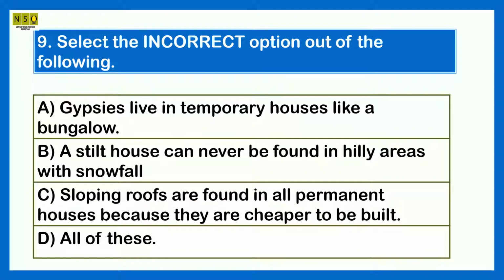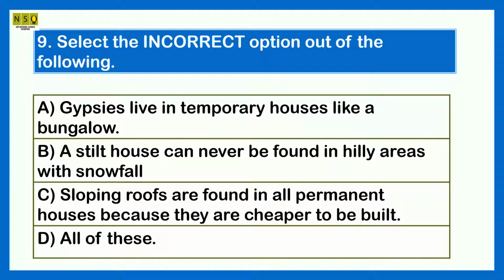Select the incorrect option out of the following. Option A, gypsies live in temporary houses like a bungalow. Option B, a stilt house can never be found in hilly areas with snowfall. Option C, sloping roofs are found in all permanent houses because they are cheaper to be built. Option D, all of these. The answer is all of these. All of the options are incorrect.